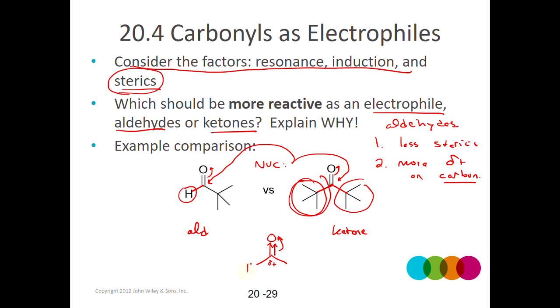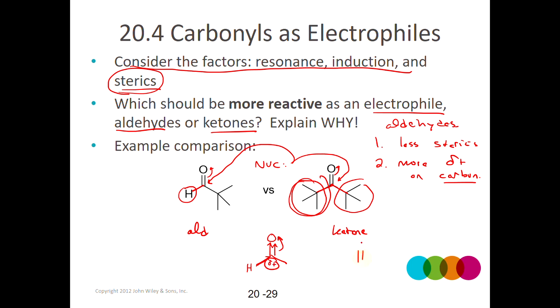But if I have an aldehyde and there's a hydrogen bonded there, the hydrogen doesn't have much electron density. All it has is this pair of electrons it's already sharing to help shift in there and balance out some of that positive. So there's still a lot of partial positive there.